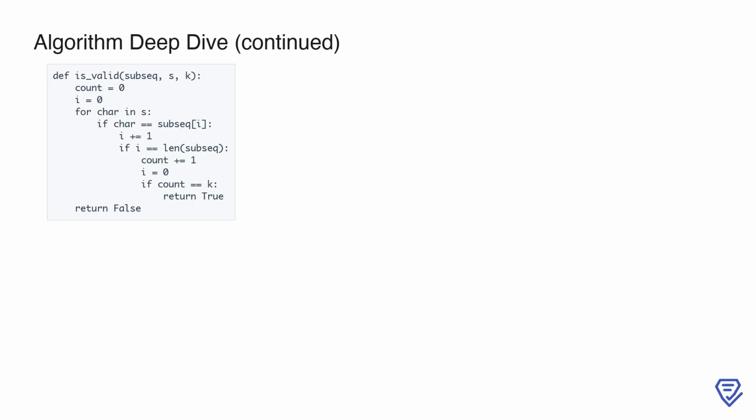Otherwise, the function continues scanning the string. If the string is exhausted before the subsequence is repeated k times, the function returns false. This efficient two-pointer approach ensures that we validate candidates without explicitly reconstructing them multiple times, making the algorithm both time-efficient and scalable for the given constraints.